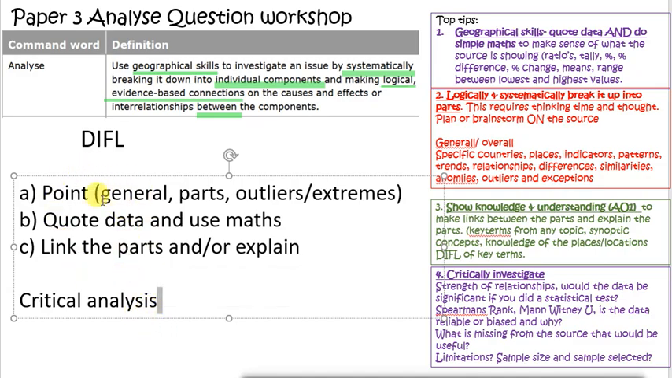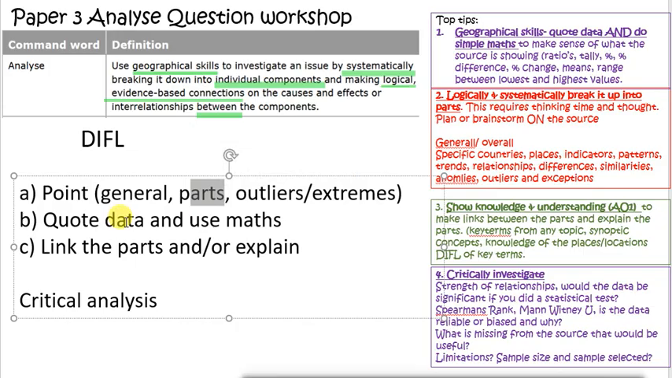So what are we expecting? If you've got 4 good, succinct, kind of PQL paragraphs, that will be enough to get level 3. Alright, so the first point could be a general overall point: quote data, use maths, explain. And then we can start breaking it up into 3 more parts. Alright, so it could be an outlier and an extreme, or it could be breaking it up in some logical way into 3 other parts.